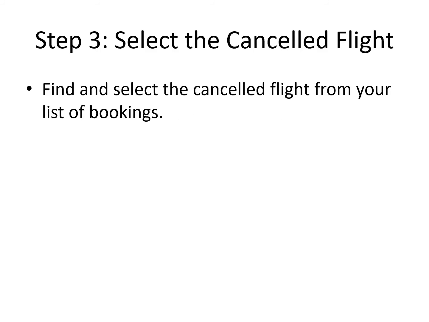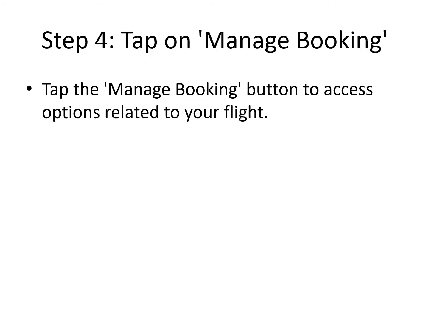Scroll through your list of bookings and tap on the one that was cancelled. This will open up all available options for that particular flight. Next, tap the Manage Booking button. This menu includes all the tools you need to make changes or submit a refund request.